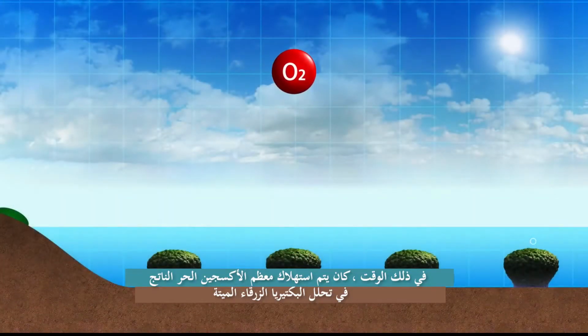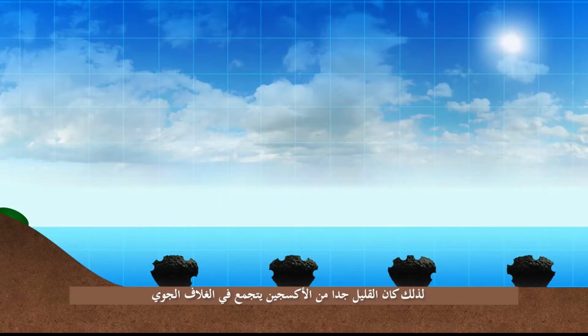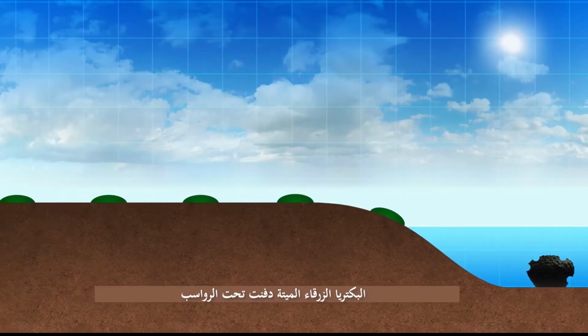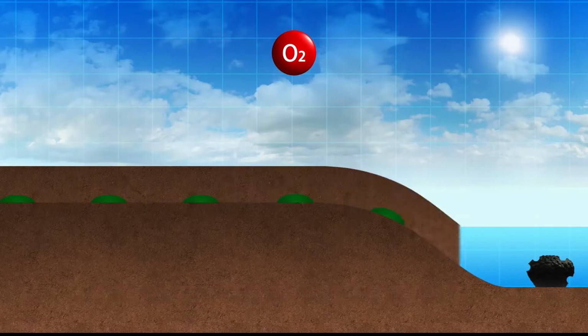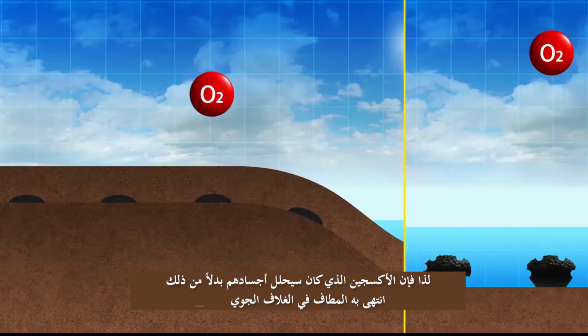At that time, however, most of the free oxygen produced was consumed in decomposing dead cyanobacteria, so very little free oxygen accumulated in the atmosphere. On land, however, dead cyanobacteria got buried under sediments. So oxygen that would have broken down their bodies instead ended up in the atmosphere.